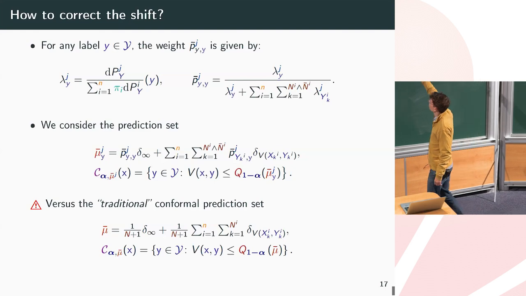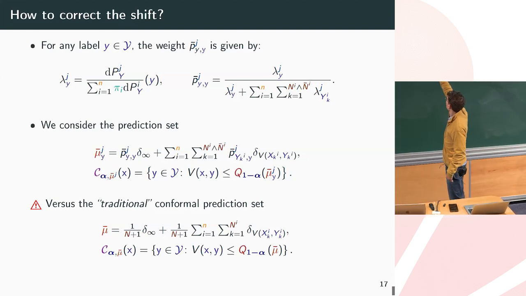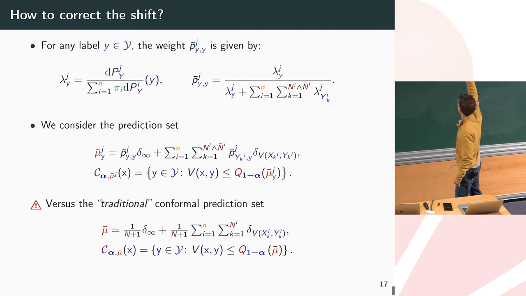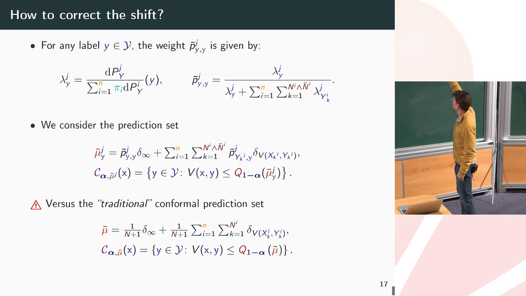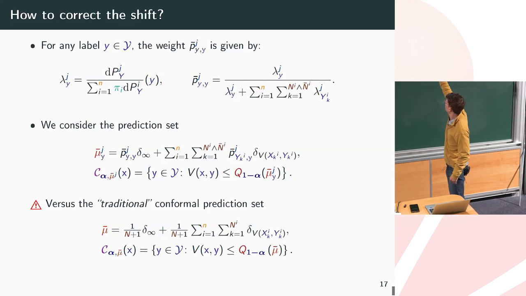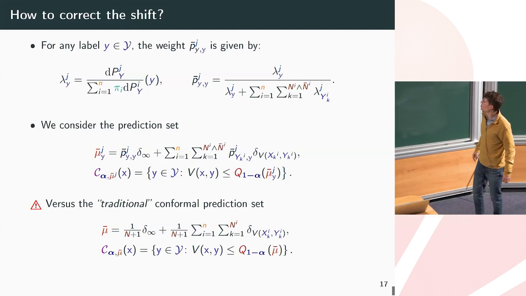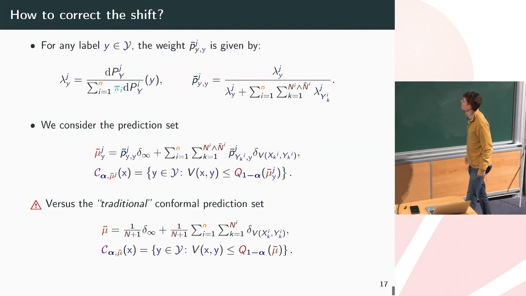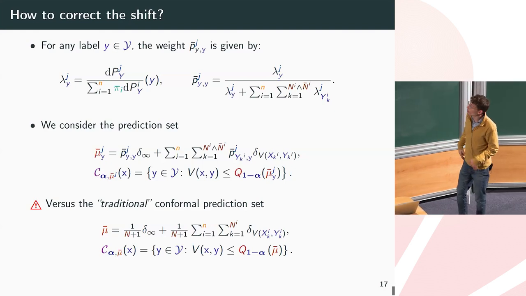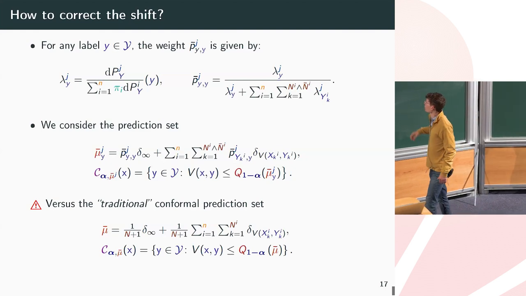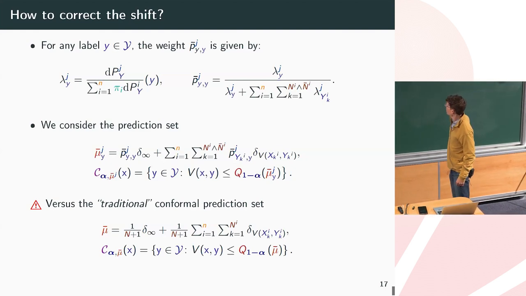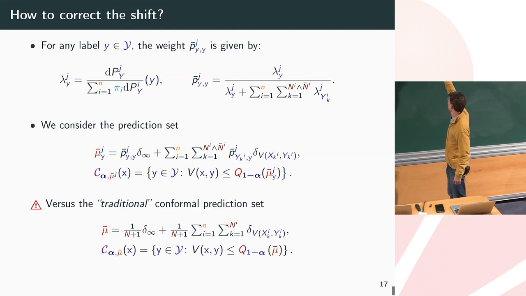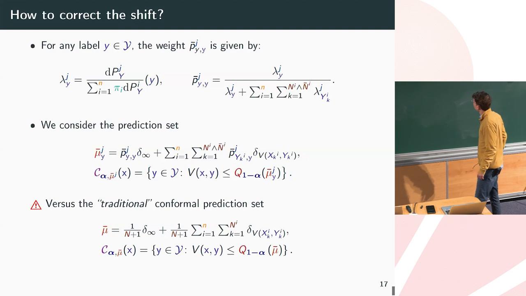Now we will consider this prediction set. The weighted distribution of the conformity score function is a little bit different because we introduce the auto-normalized weight p. We also see that we subsample the data, and we create this new prediction set: every label such that its score is below the weighted quantile. You can compare it to the standard method where you take all the data with uniform weights.